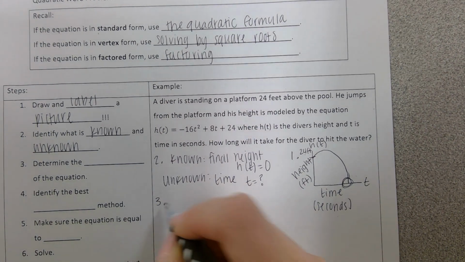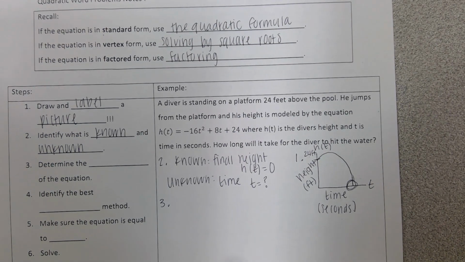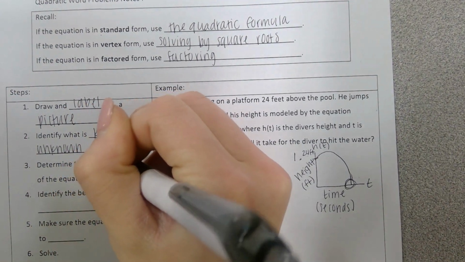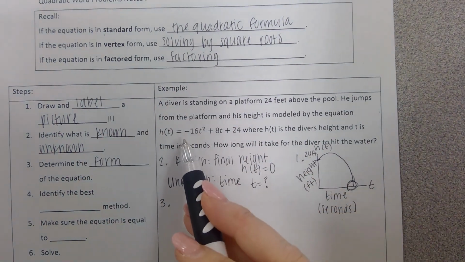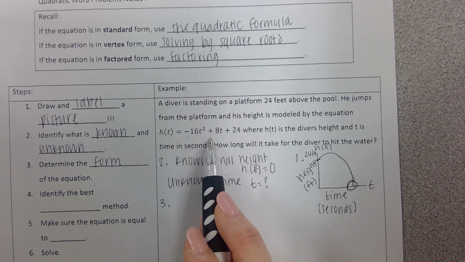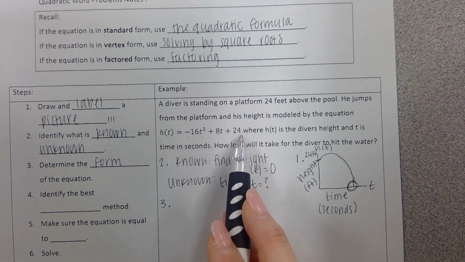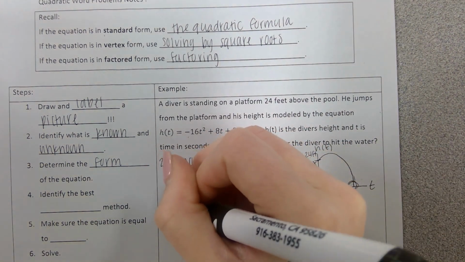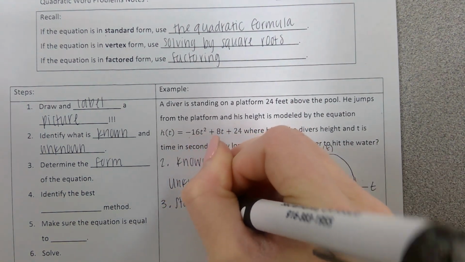All right, we know what we're looking for. We know what we have. So we're going to go over here to step 3. We're going to determine the form of the equation. So I'm going to look at my equation. Looks like something times t squared plus something times t plus a number. That looks like our standard form. So my equation is in standard form.